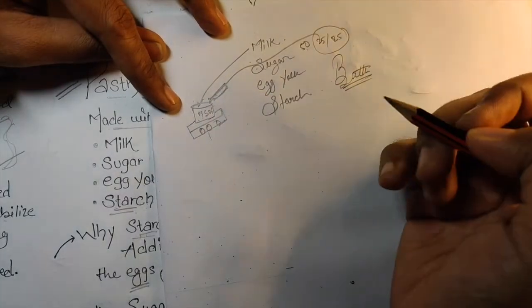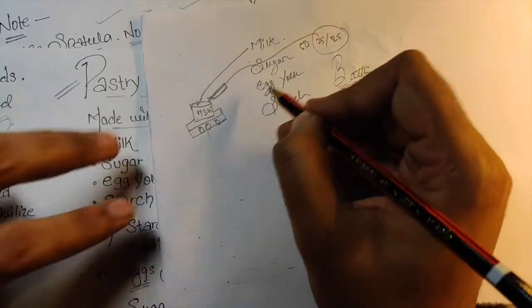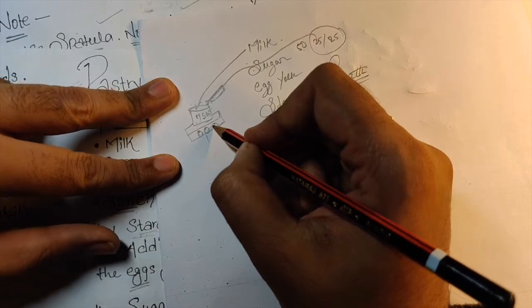100% goes in. Clear with this? Now the egg yolk we just cannot drop directly here. That is where the tempering comes.